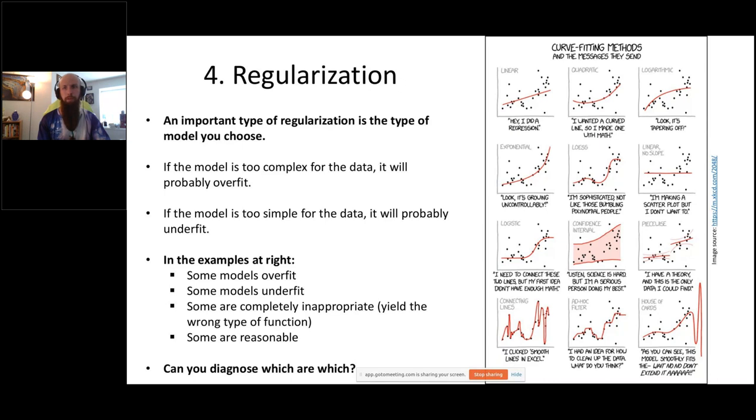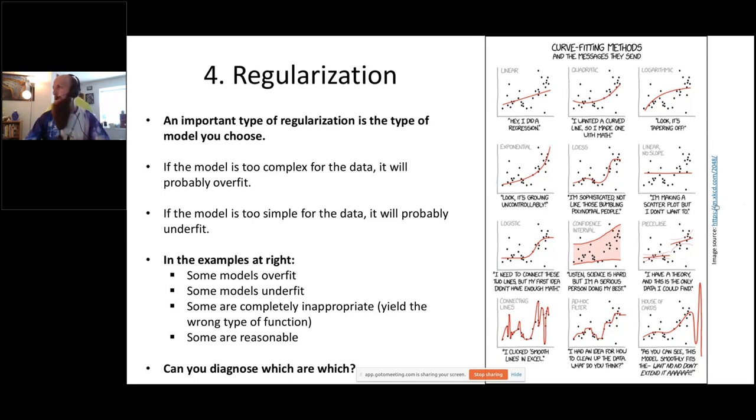If you have a problem where it's polynomial, maybe you want to use polynomial regression. If you have a problem where the relationship is really complex, maybe you want to use something fancy like convolutional neural nets. But in general, if the model is too complex for the data, it's probably going to overfit and you'll have a bad time. And if the model is too simple for the data, it's probably going to underfit and you'll have a bad time.